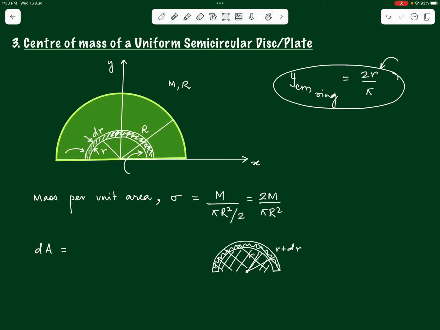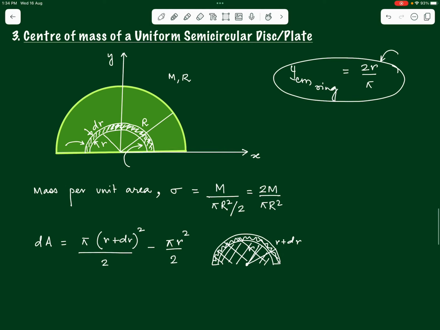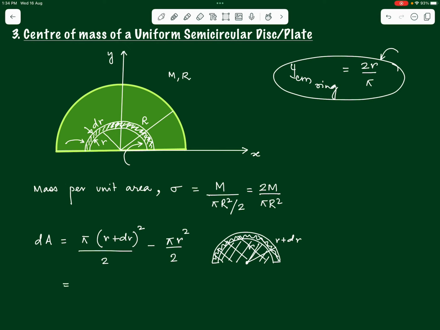So this is what we are going to do. What is the area of a semicircle of radius r plus dr? It will be nothing but pi (r plus dr) whole squared divided by 2, right? Subtract from that the area of the semicircle of radius r, which will be nothing but pi r squared by 2, right?